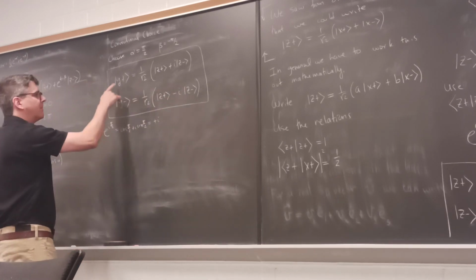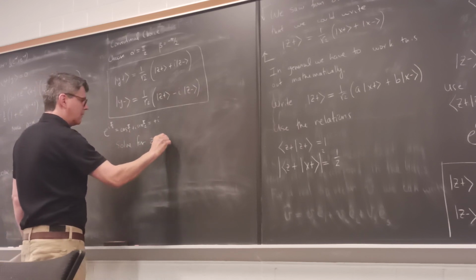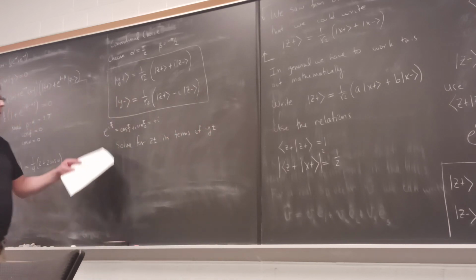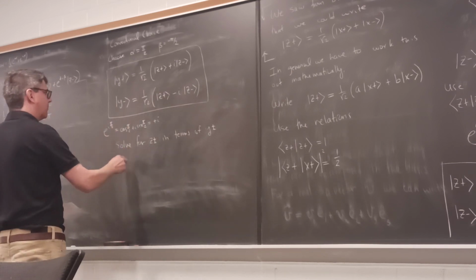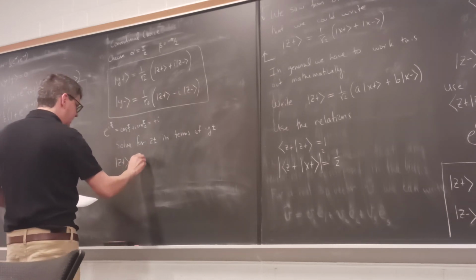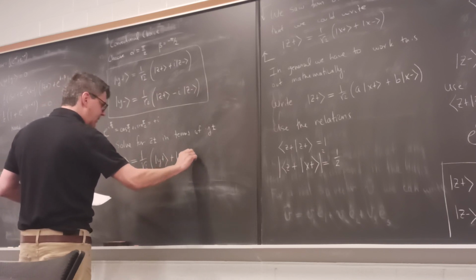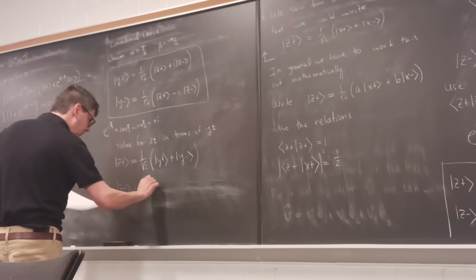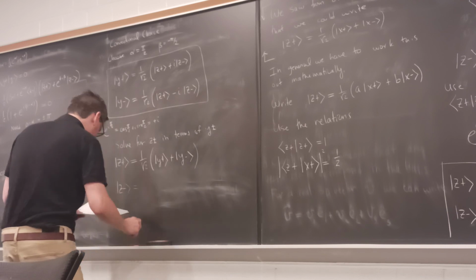Now we can solve for the y plus minus in terms of the z plus minus in the same way. So we can write z plus is 1 over the square root of 2 of y plus y minus. And z minus is, there's an overall minus I.